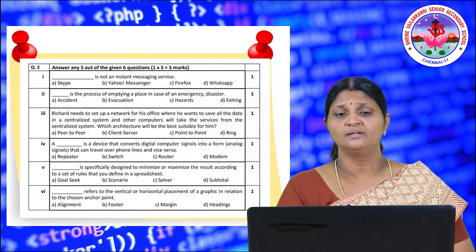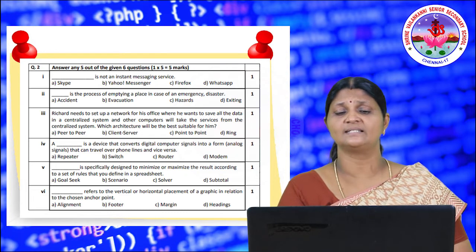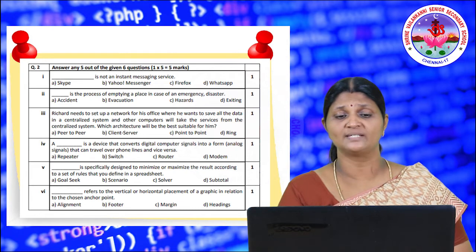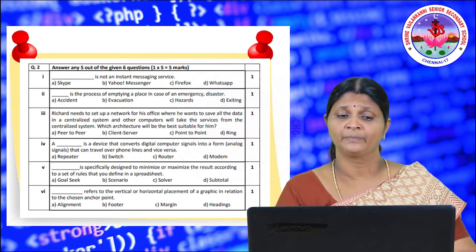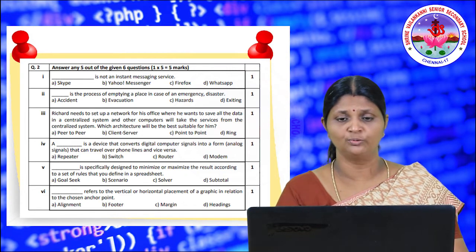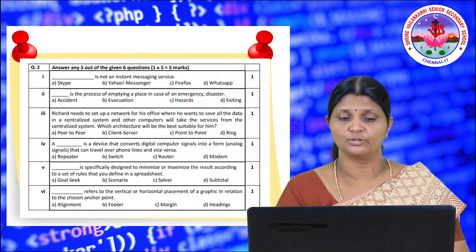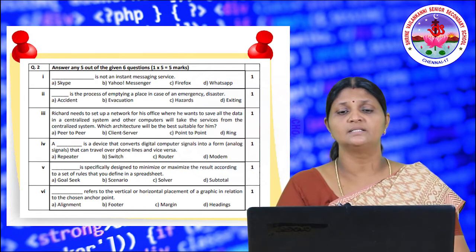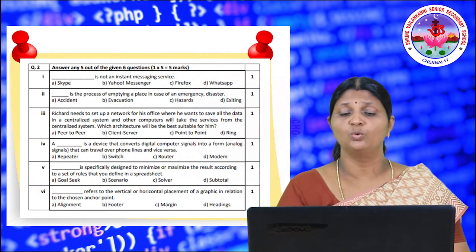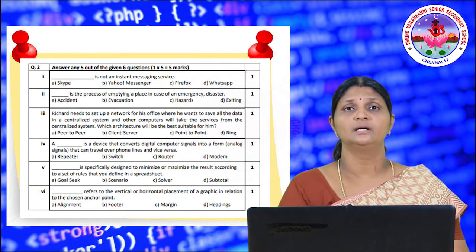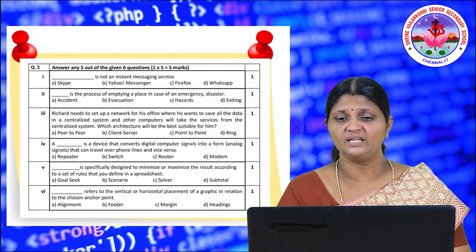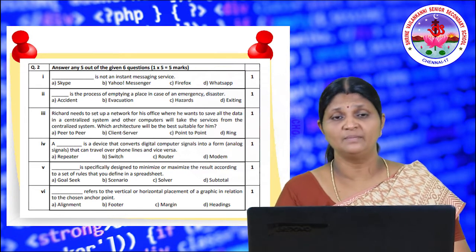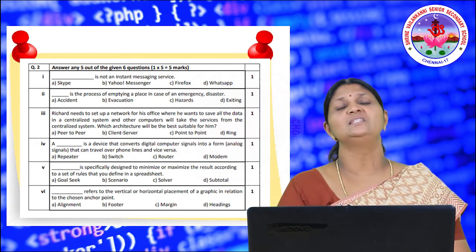Next subdivision, dash is specifically designed to minimize or maximize the result according to the set of rules that you define in a spreadsheet. Goal seek, scenario, solver, subtotal. So what is the scenario here? So what is the option we use? Is it scenario or goal seek? No, it's not possible, right? Since we get into the maximum and the minimum values, it should be only solver.